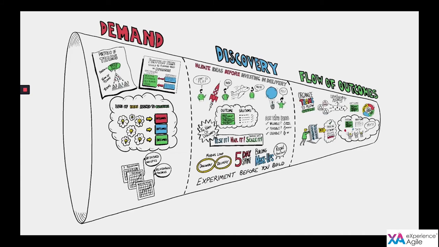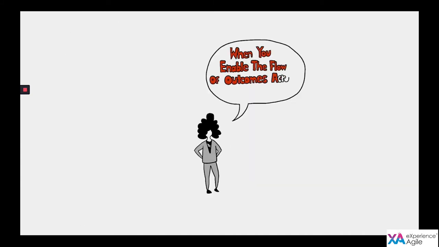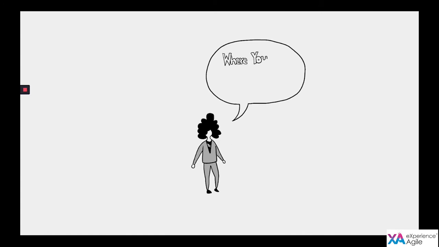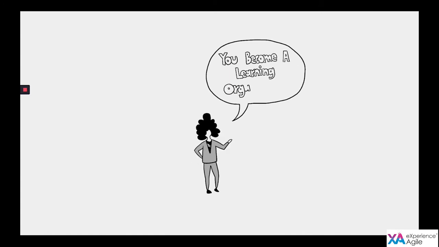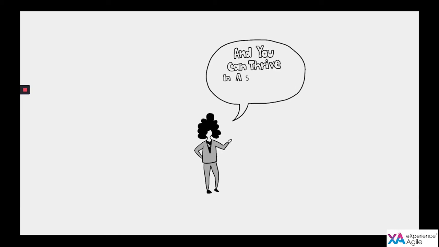And when you enable the flow of outcomes across your enterprise, you will arrive at true business agility, where you are disrupting before you are disrupted. You become a learning organization and you can thrive in a competitive market.